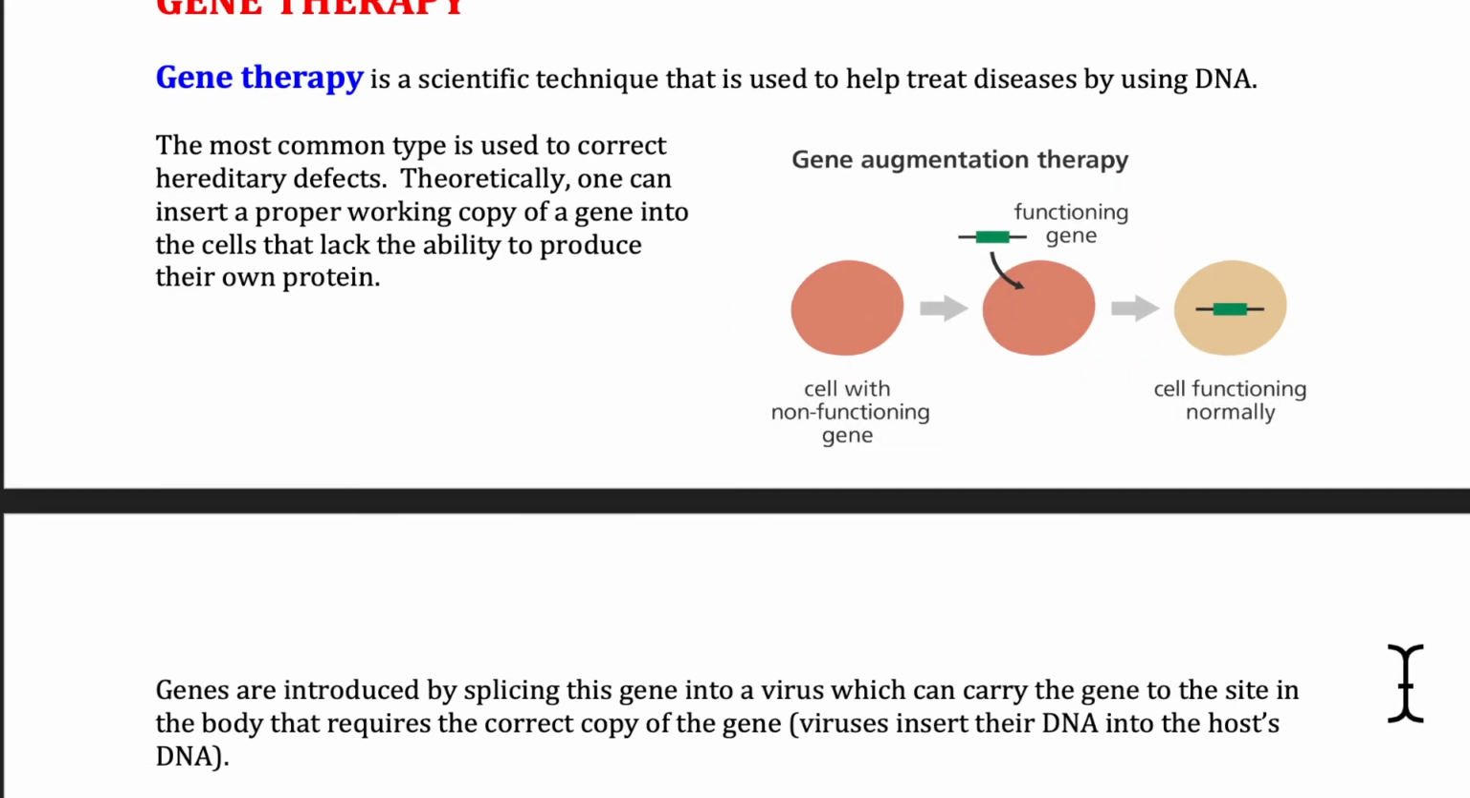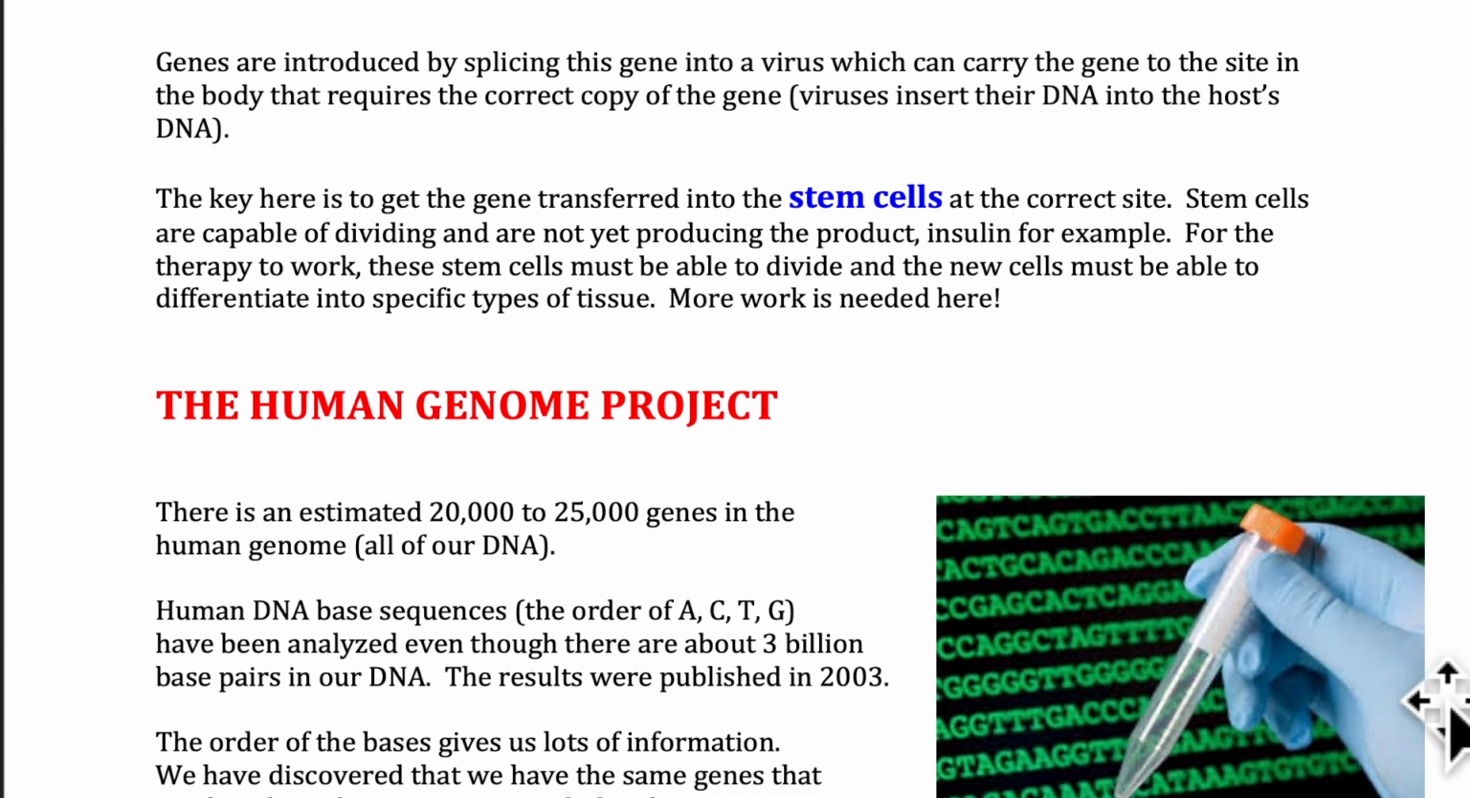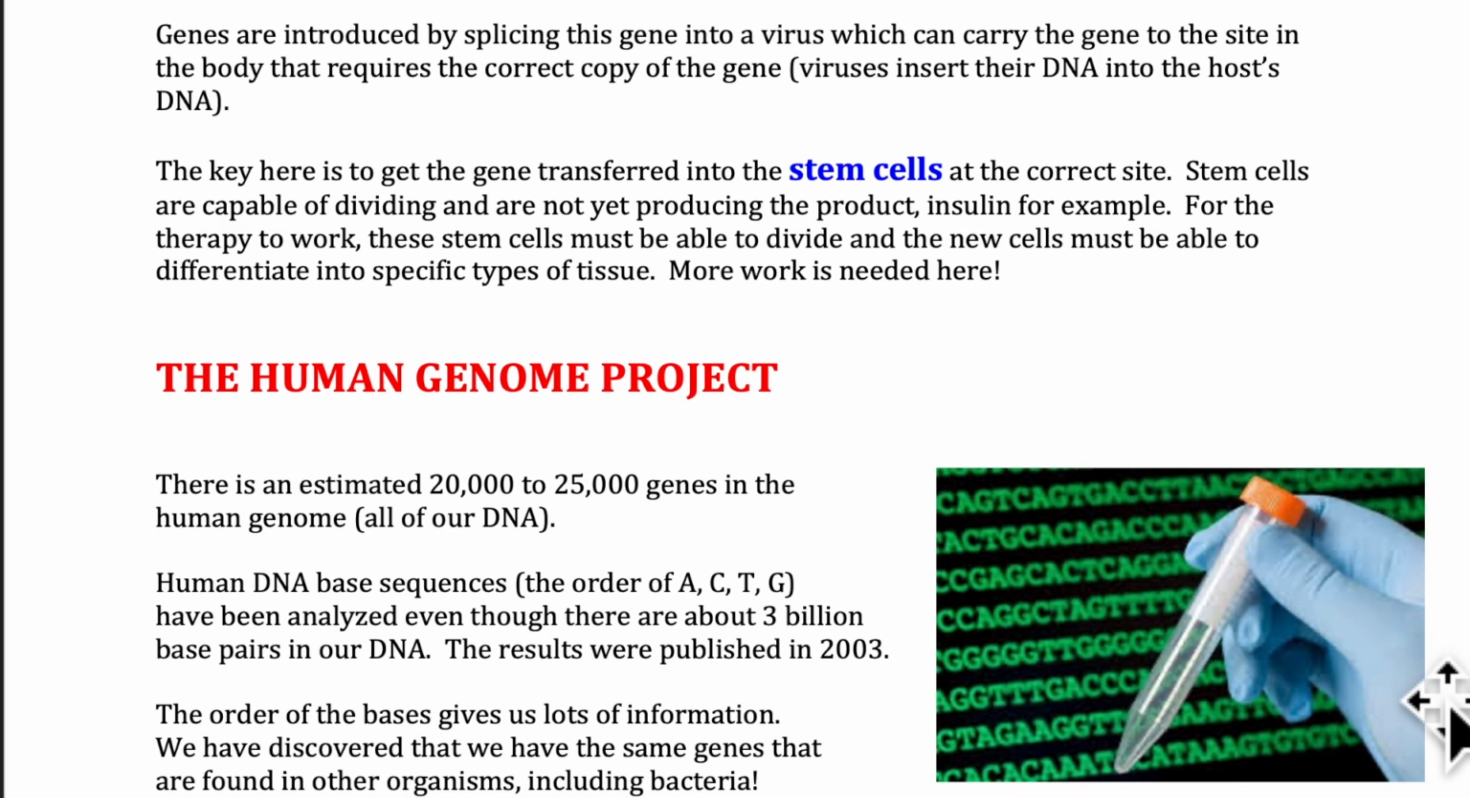Think about insulin. Genes are introduced by splicing the gene into a virus, which can carry the gene to the site in the body that requires the correct copy of the gene. Viruses insert their DNA into the host's DNA. The key here is to get the gene transferred into the stem cells at the correct site. Stem cells are capable of dividing and are not yet producing the product, insulin for example.